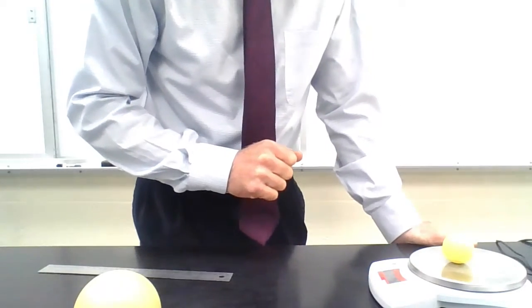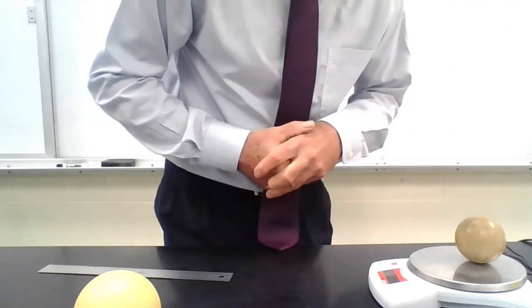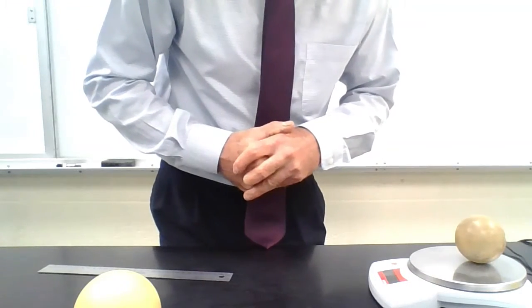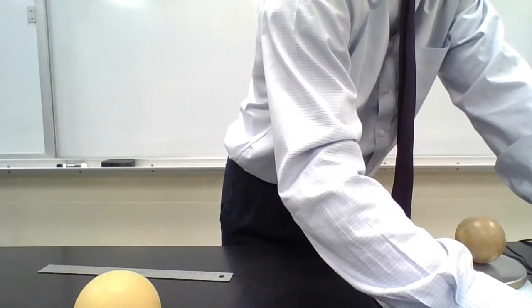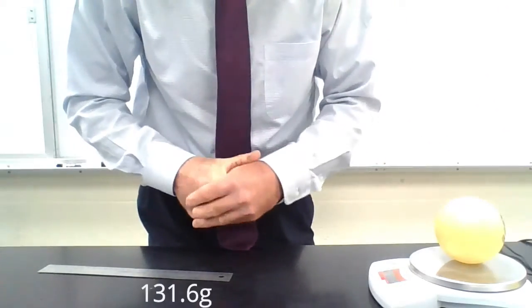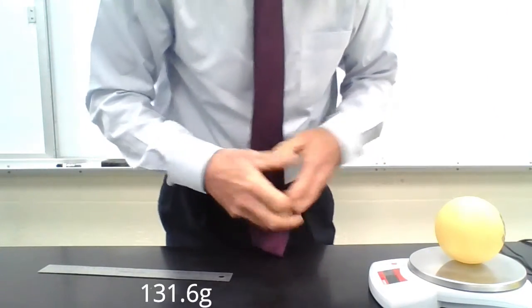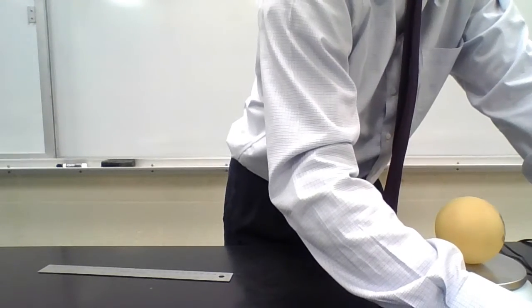The small ball grams are at 3.6 grams. Okay, I got it to stay on there by itself. The grams for the medium ball is 149.7 grams. And the large ball. The large ball on the digital scale is 131.6. 131.6 grams.